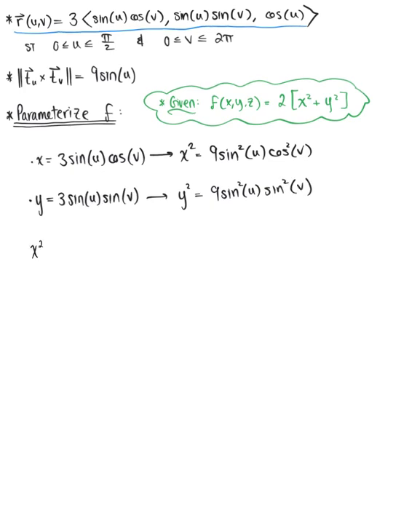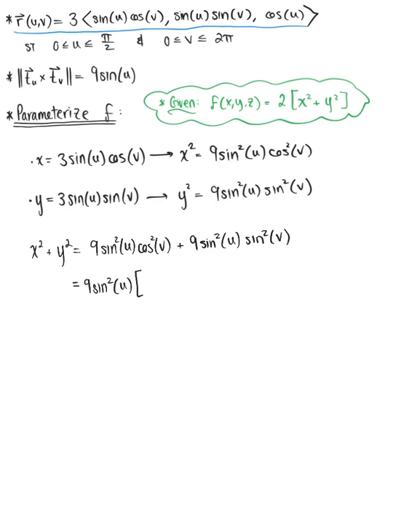And taking the sum of x squared plus y squared, we end up with 9 sine of u squared times cosine of v squared plus 9 times sine of u squared times sine of v squared. And we've got a greatest common factor of 9 sine of u squared, multiplied by what's left over, which is cosine of v squared plus sine of v squared, which we're delighted, we see Pythagorean's theorem again, we know is equal to 1. And so x squared plus y squared is 9 sine of u squared.